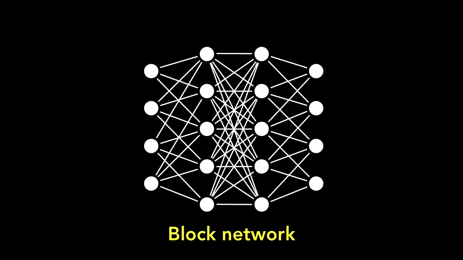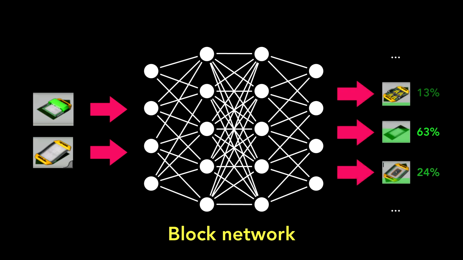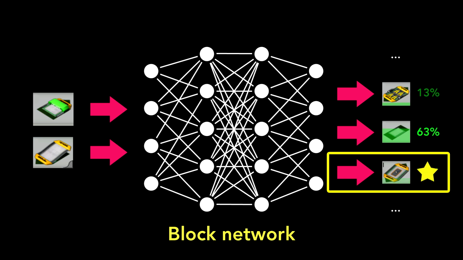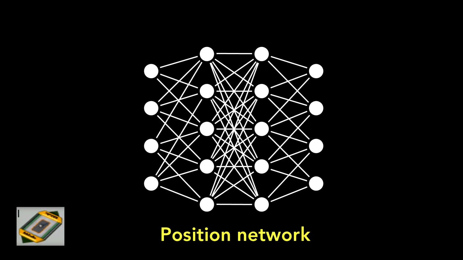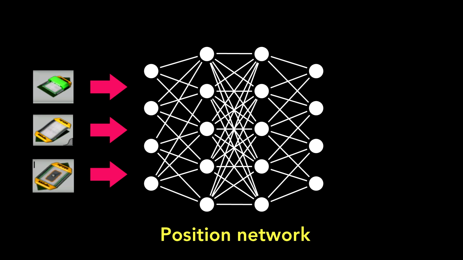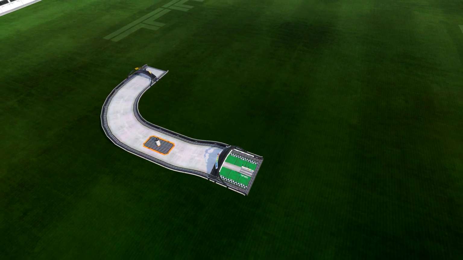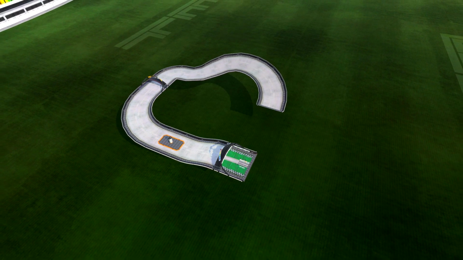This time, we feed the 2 previous blocks into the block network. We collect the outputs and randomly choose the next block we want to place based on all the probabilities. We also do the same for the position network, feeding the 2 previous blocks and the next block we want to place. We repeat this ping-pong process between the 2 networks until we reach a track length we are happy with.